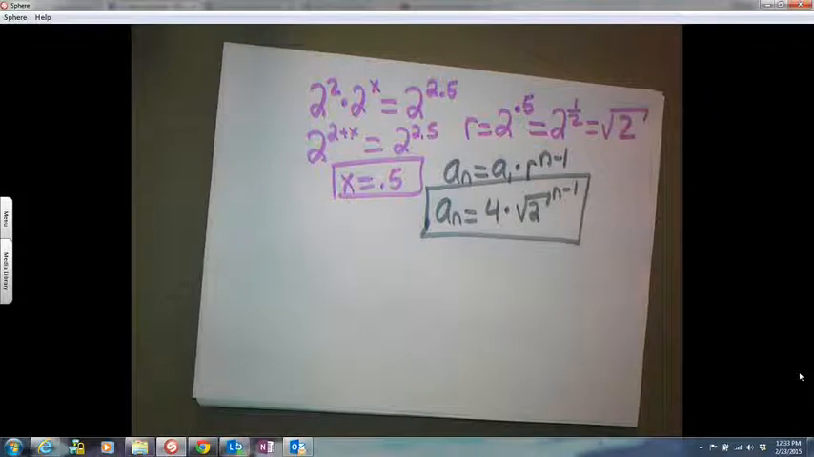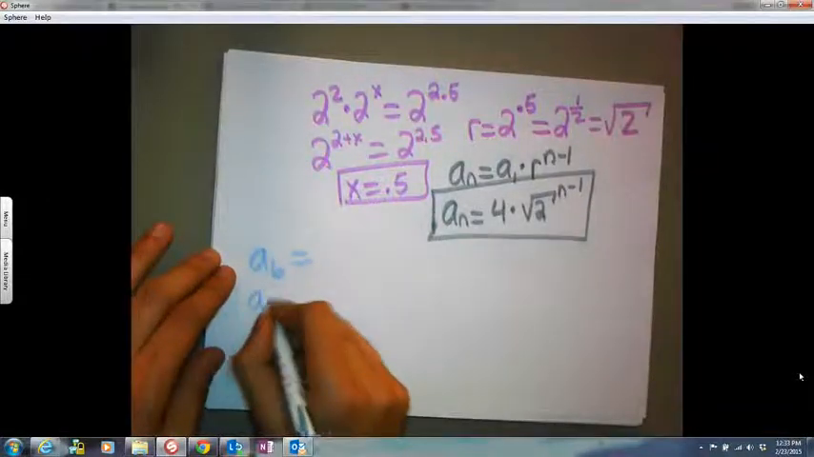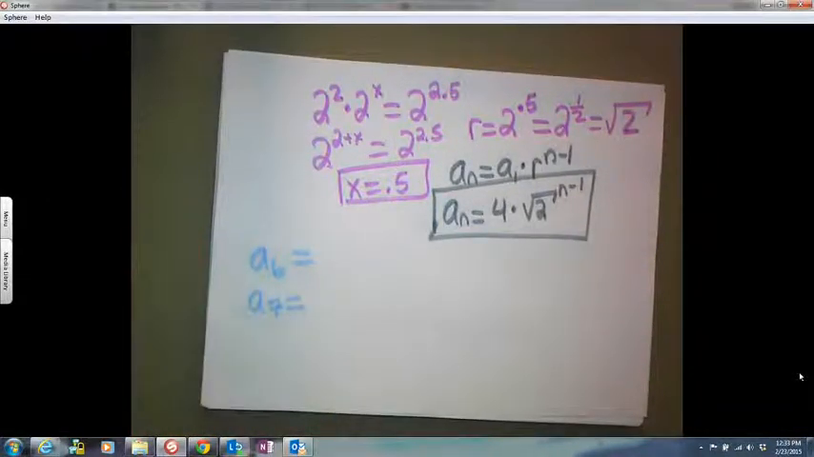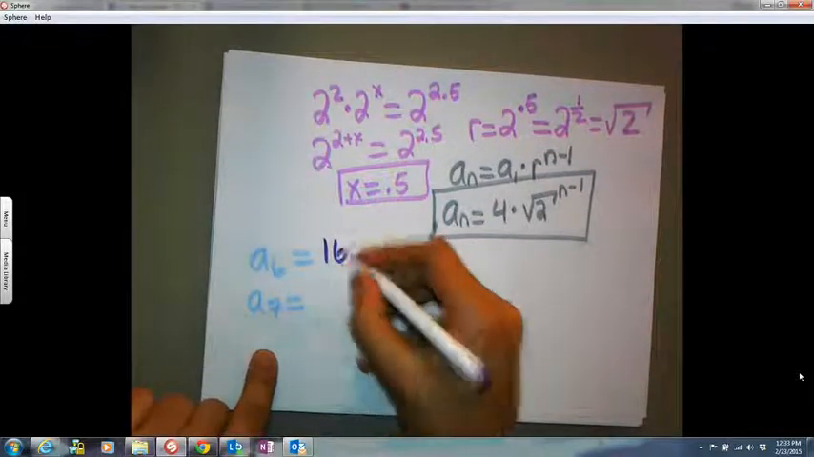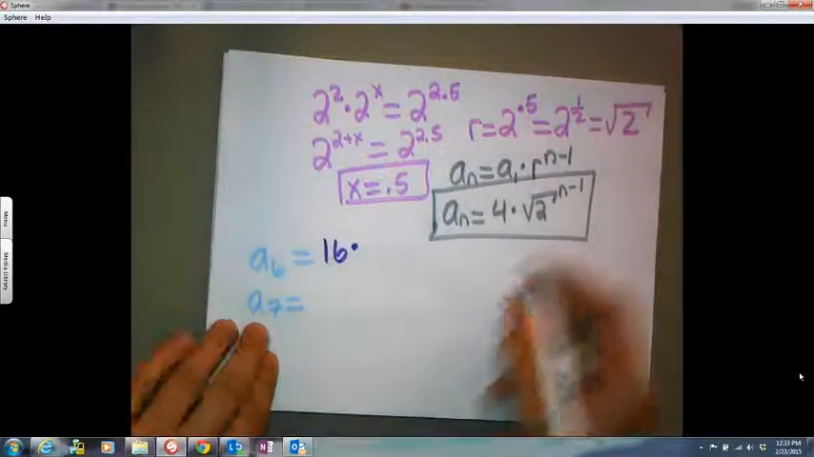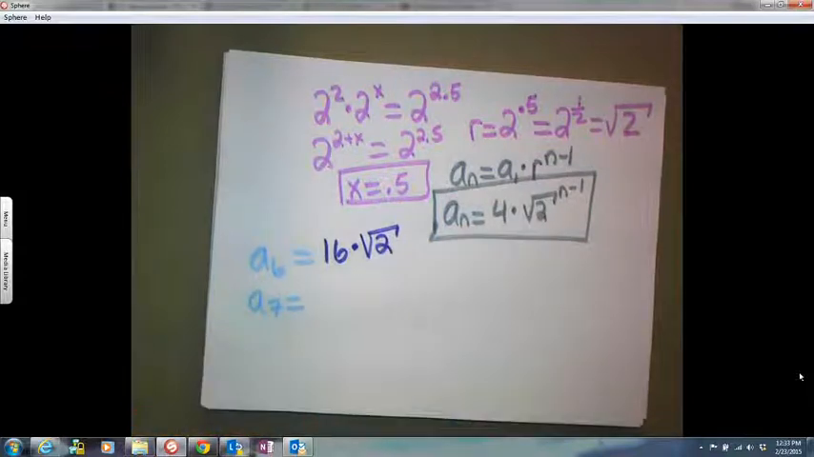But we're not done, because they want us to find the next two terms. So we need to find a6, and we need to find a7. Well, what is a5? a5 was 16 times the common ratio. What is the common ratio? Square root of 2. There's your sixth term, right there.